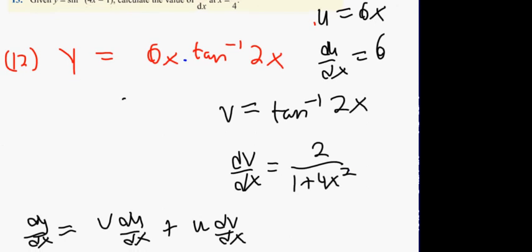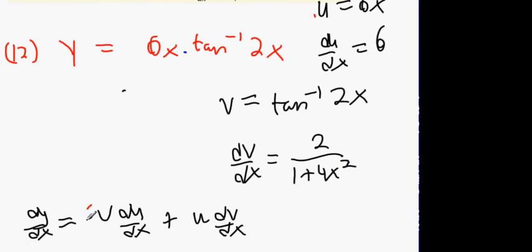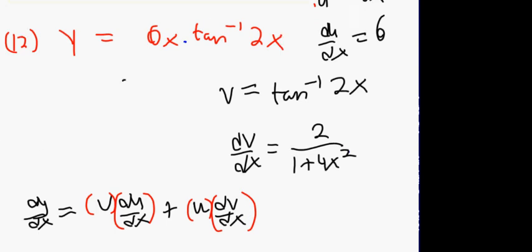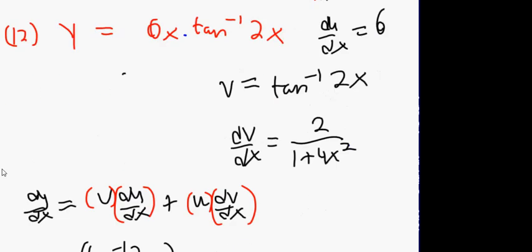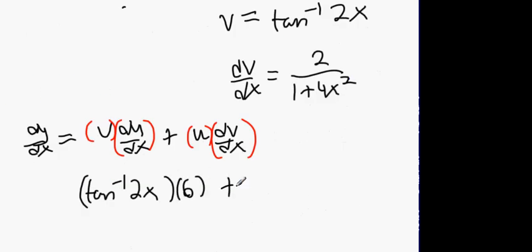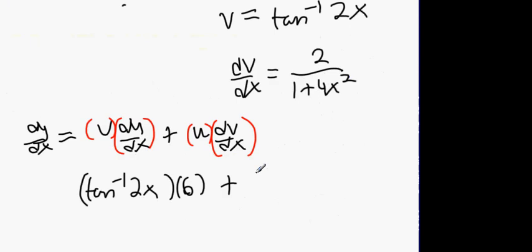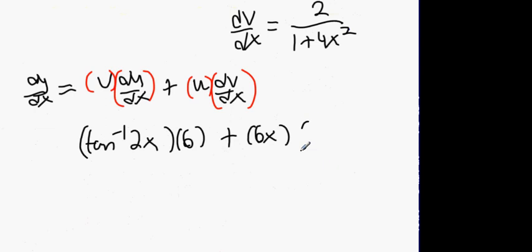Now, each one represents its own number. v is a number, du/dx is a number, u is a number, and dv/dx is a number. I'm going to multiply two sets of two different numbers, then add them together. Okay? So what I'm going to get is v, which is tan inverse 2x, multiplied by du/dx, which is 6, plus u, which is 6x, multiplied by the dv/dx, which is 2 over 1 plus 4x squared.